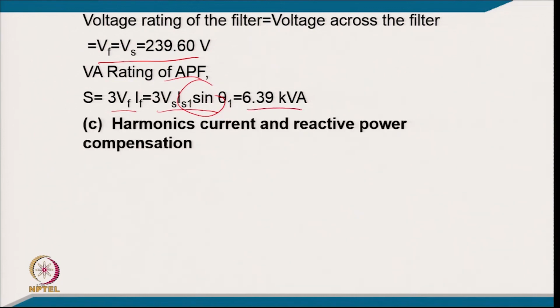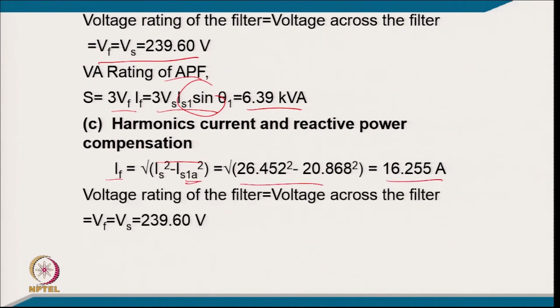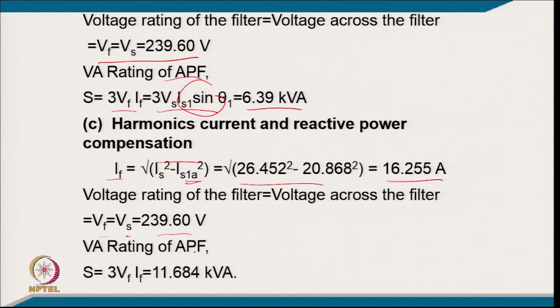If you want harmonic current and reactive power compensation both together, then we have to find out the filter current from the active component of current. So, IS square minus IS1A square, putting the value of this, it comes 16.255 ampere, and the voltage rating of the filter is the voltage across the filter. So, that is Vf equal to Vs equal to 239.6 volt, and the VA rating of the filter will be 3 Vf IF, and putting the value of this, it comes 11.684 kVA.